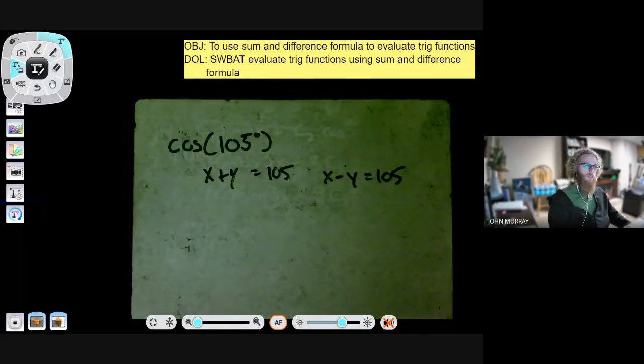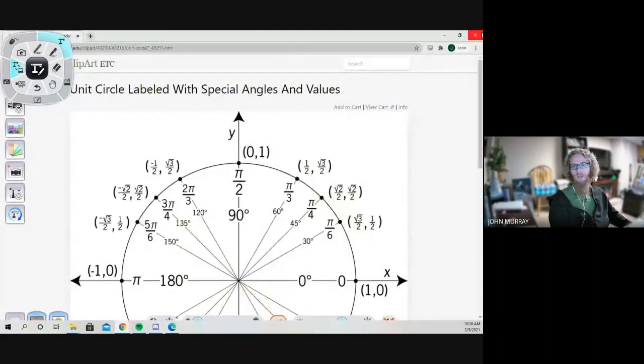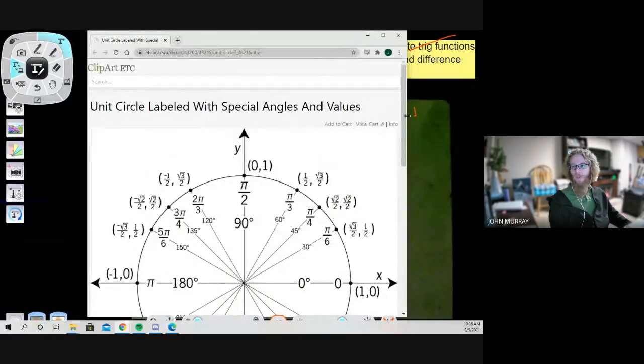But part of this is being able to calculate trig functions without the use of a calculator. So to do that, like we talked about yesterday, we have to utilize the unit circle.